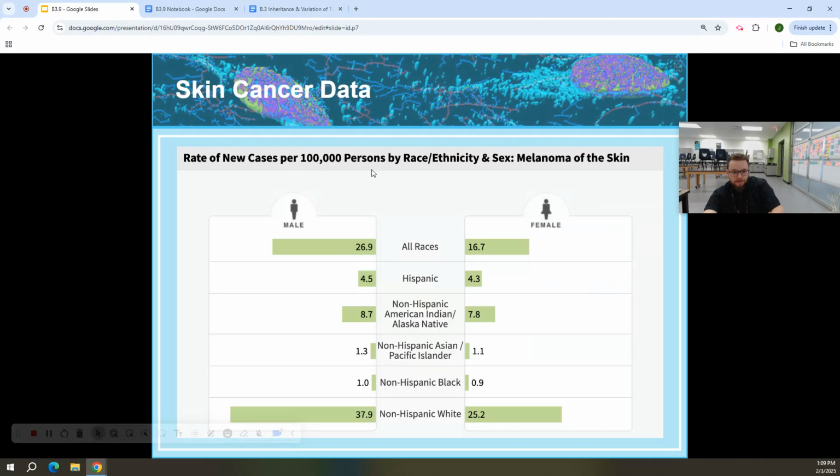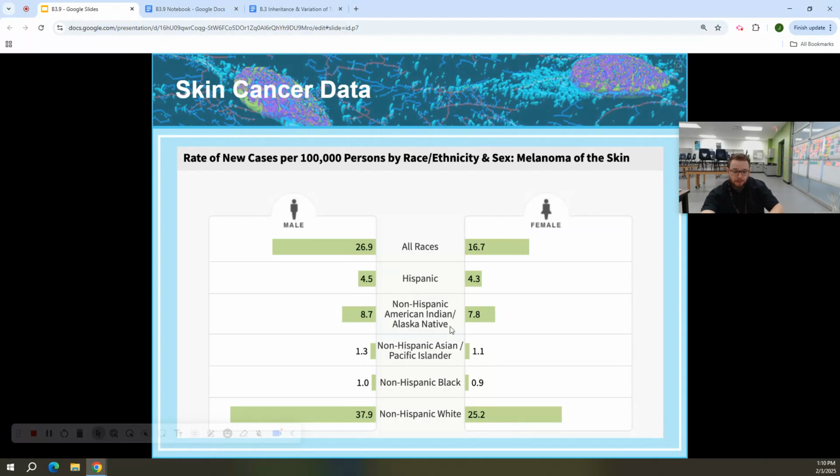I also like this one, rate of new cases per 100,000 people by race, ethnicity, and sex for melanoma. So you can see men across all races have a higher percentage than females by about 10 percentage points. Then we can see Hispanic people in both sexes have about 4.5%. American Indian / Alaska Native around 8%. Asian Pacific Islanders around 1%. Black people around 1%. And then non-Hispanic white people 37.9 in men, 25.2 in women.